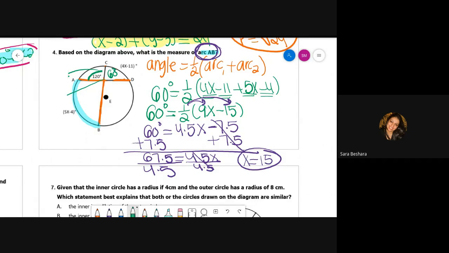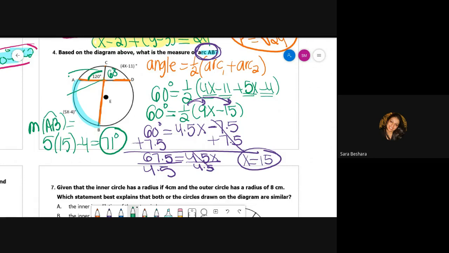I would find the measure of AB equal to 5 times 15 minus 4. 5 times 15 minus 4 is 71 degrees. So your answer is 71.